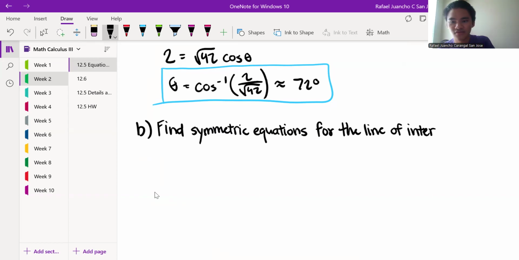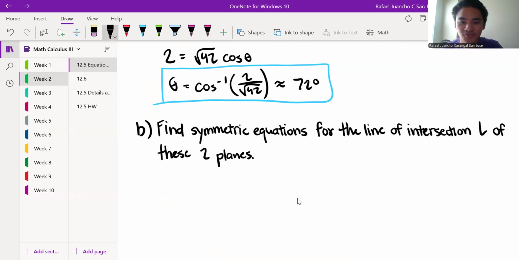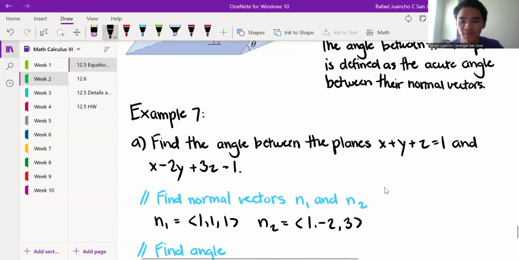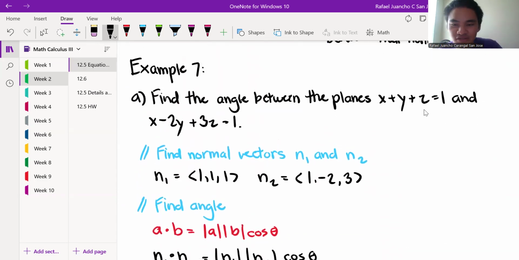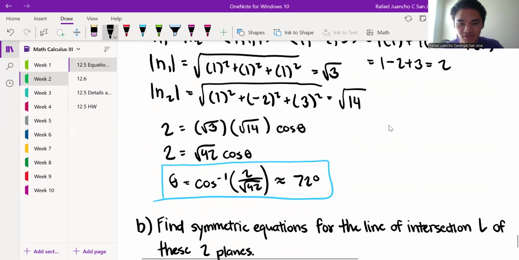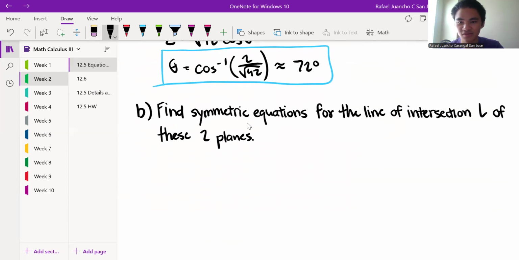For the line of intersection L of these two planes. So we're given two plane equations here, and we want to find symmetric equations for the line of intersection L. What does that mean? For the line of intersection L.